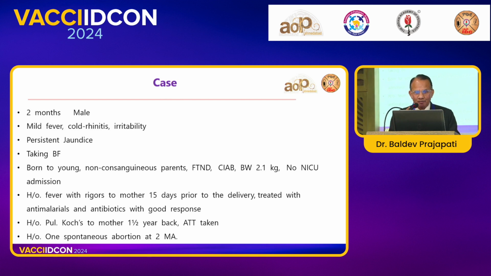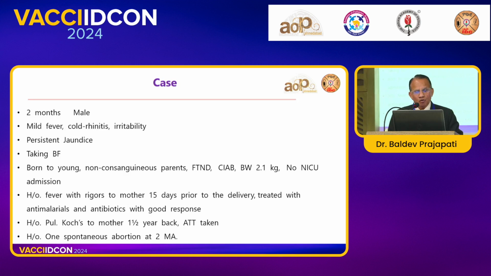This was a 2-month-old male child, and for your kind information, these are all real cases which we have come across with good records. The 2-month-old child presented with mild fever, cold, rhinitis and irritability. Persistent jaundice, taking breastfeeding, non-consanguineous parents, full-term normal delivery, birth weight was 2.1, no NICU admission. Mother had fever 15 days before the delivery.